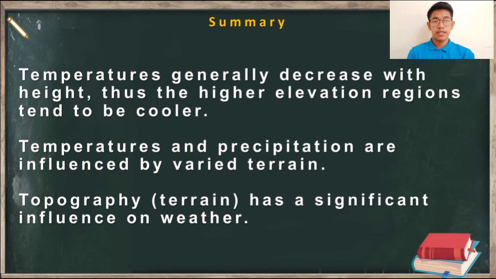So, as a summary, temperature decreases with height. Thus, the higher elevation regions tend to be cooler. Temperatures and precipitation are influenced by varied terrain. Topography, or the terrain, has a significant influence on weather.